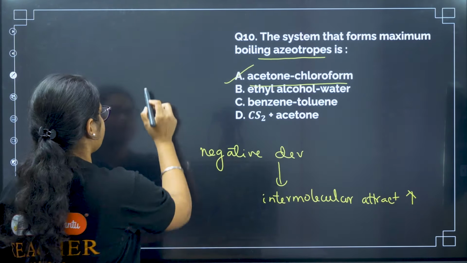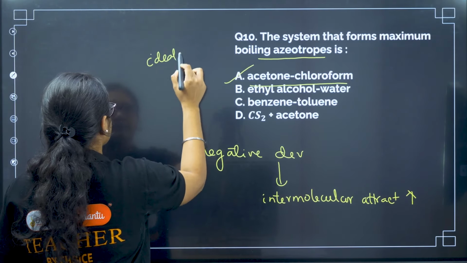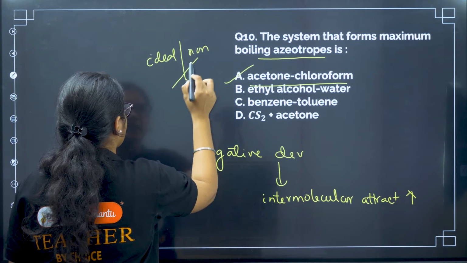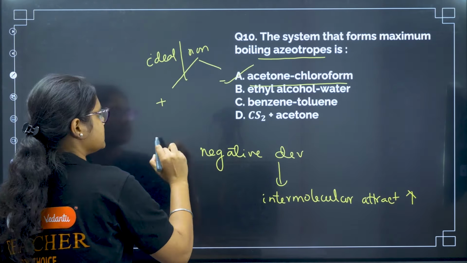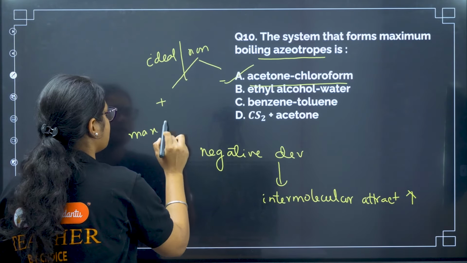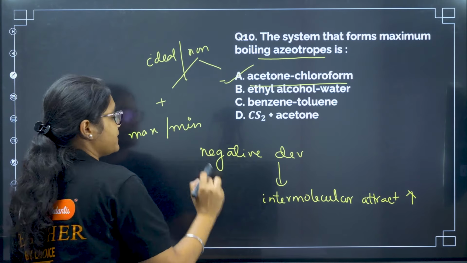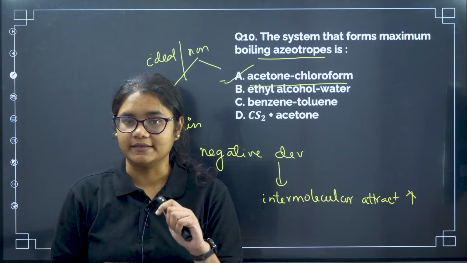So please remember, you should remember the examples for ideal and non-ideal solutions, again in non-ideal, positive and negative deviations, and then again azeotrope, maximum and minimum boiling azeotrope. Their examples you must remember from the NCERT book.